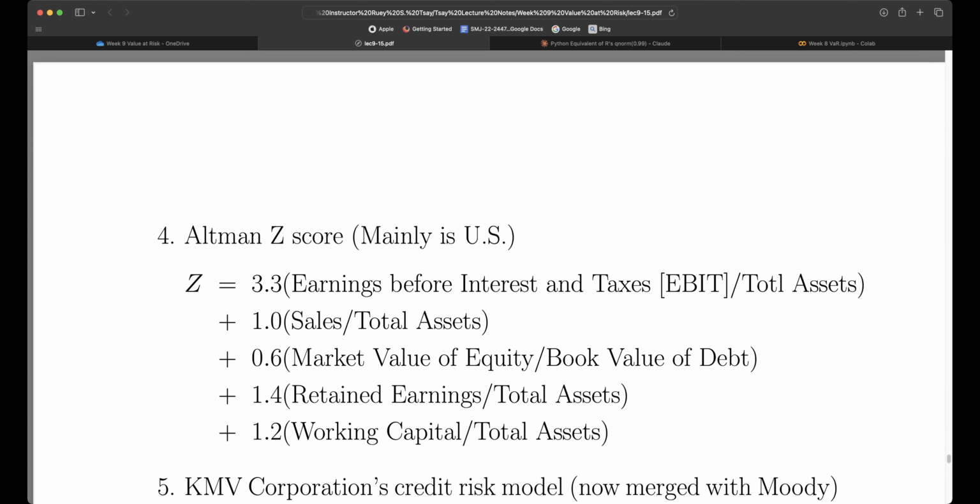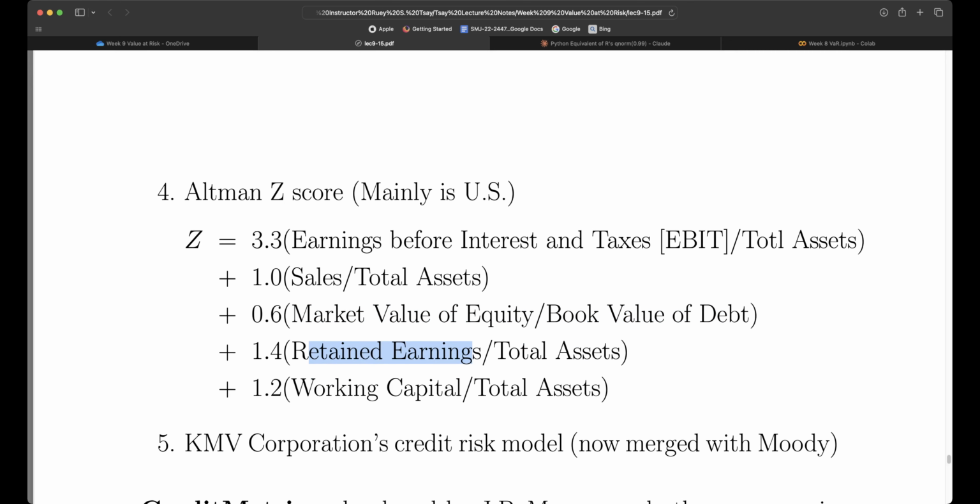So Altman's Z-score is 3.3 multiplied by EBIT, earnings before interest and tax over total assets, plus 1 times sales over total assets, plus 0.6 times market value of equity over book value of debt, which is leverage, plus 1.4 times retained earnings over total assets, and then basically ROA, plus 1.2 times working capital over total assets.